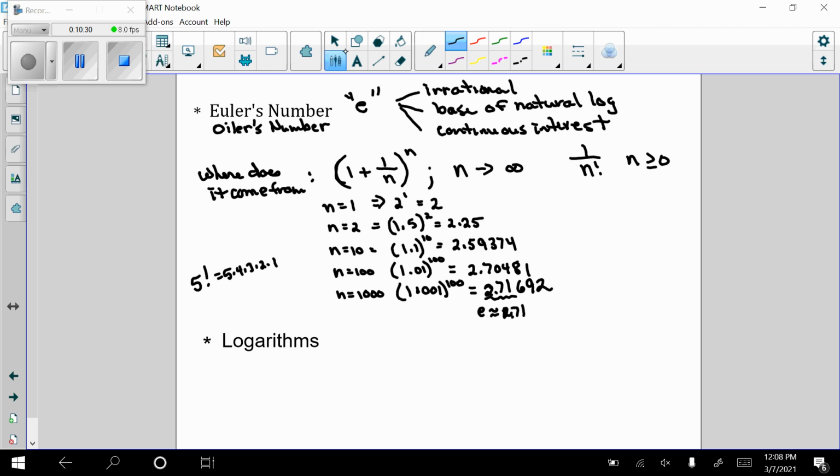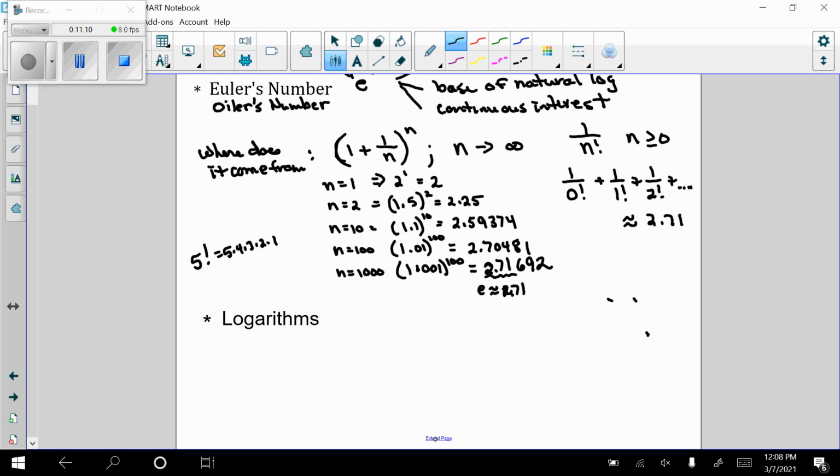So if you do this as a factorial, if I start with 0, I get 1 over 0 factorial, which actually calculates to 1, plus 1 over 1 factorial, plus 1 over 2 factorial. And if I keep going, I'll go up to 5 factorial, that's going to be approximately 2.71. So it's going to approach the same value. It's just a little background about where e comes from. Kind of interesting.